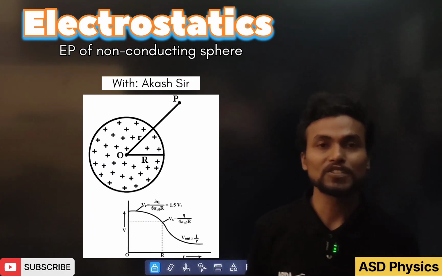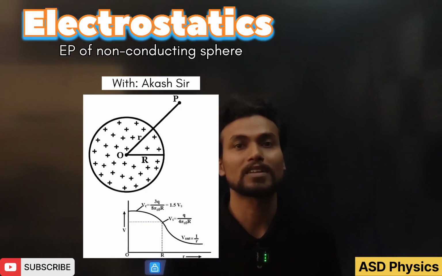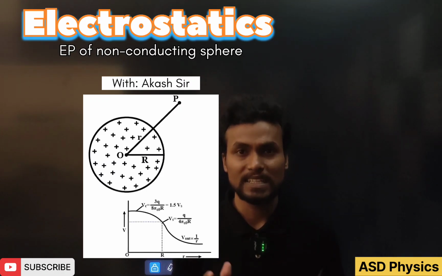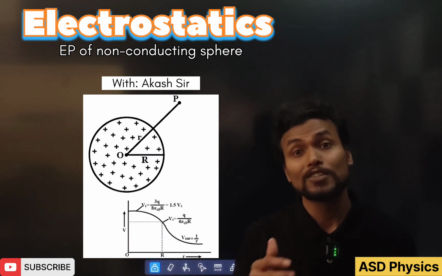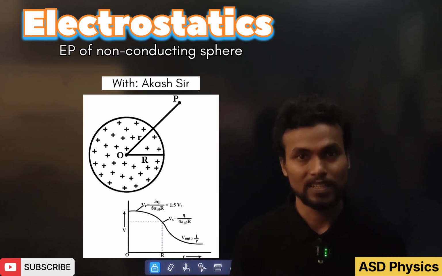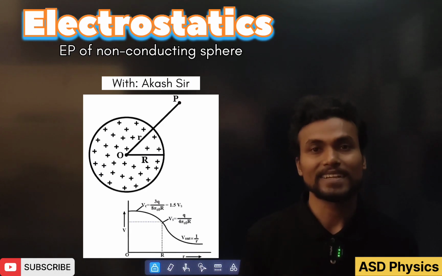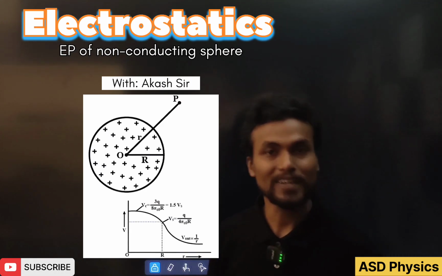So students, in this video we are just going to continue our discussion of the previous part. In this video we are going to see electric potential due to the solid non-conducting sphere, and after that we will see electric potential due to a ring also. Okay, so let's start the video.